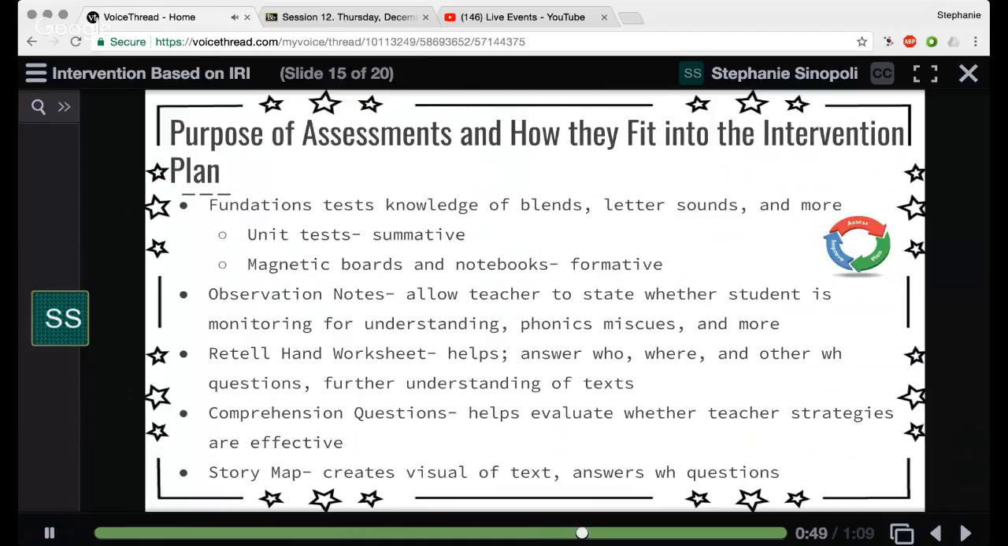The retell hand worksheet helps to answer who, where, and other WH questions, and it helps the student to further understand more texts. The comprehension questions help evaluate whether the teacher's strategies are effective, and the story map creates a visual of the text and answers WH questions.